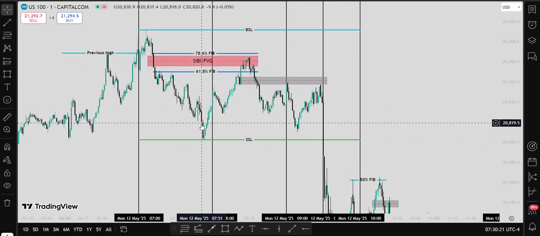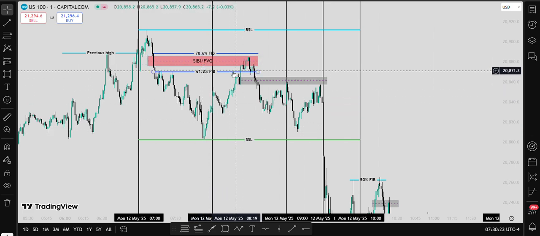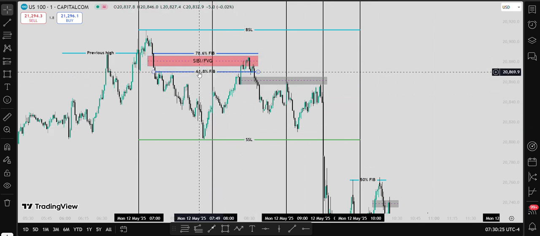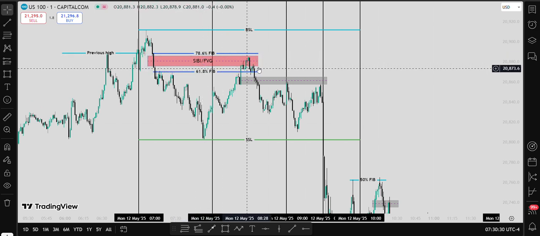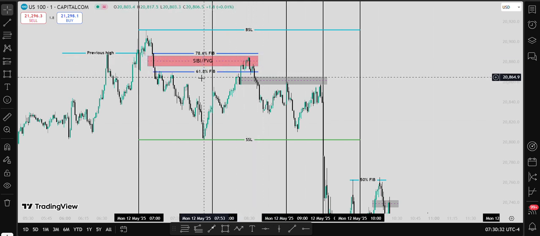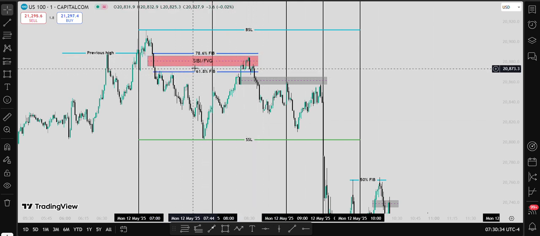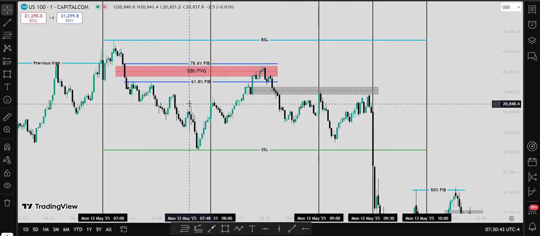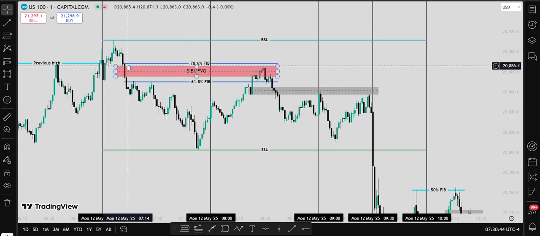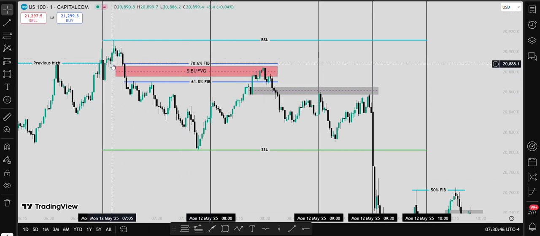As you can see, the market retraced between 61.8 and 78.6, which is a very deep premium. Within it, we had a SIBI, or a fair value. The reason we say it's a fair value is that if you check keenly, before the drop happened, we had this low.